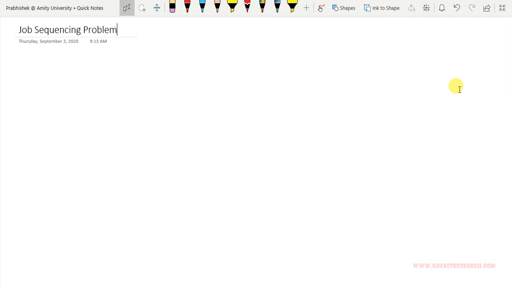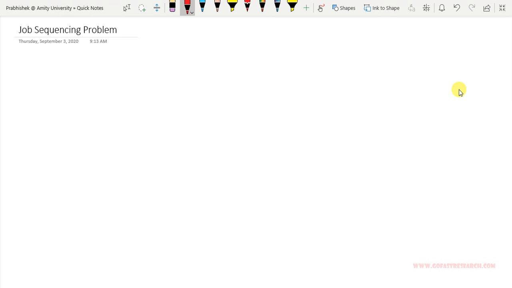problem, because in greedy techniques all the applications which we will be studying, like knapsack problem, job sequencing, Dijkstra's problem, all these types of applications are very important, especially their numerical part. Okay, so we'll directly see the numericals.